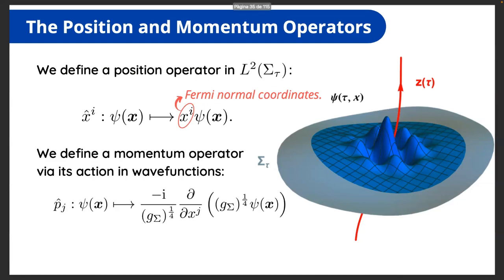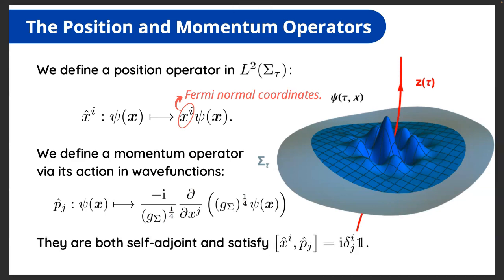And the momentum operator is defined like this, which is basically minus i partial derivative, but we have to add these factors here so that this momentum operator is self-adjoint with respect to the inner product of the surfaces, and also so that the canonical commutation relations are satisfied. If we define this P and this X, they're both self-adjoint operators, and the canonical commutation relations are also satisfied. Okay. So this is for the kinematics.